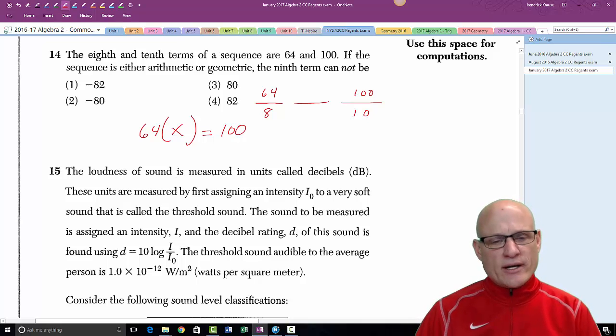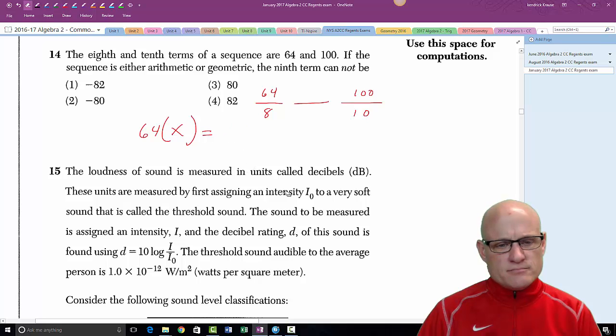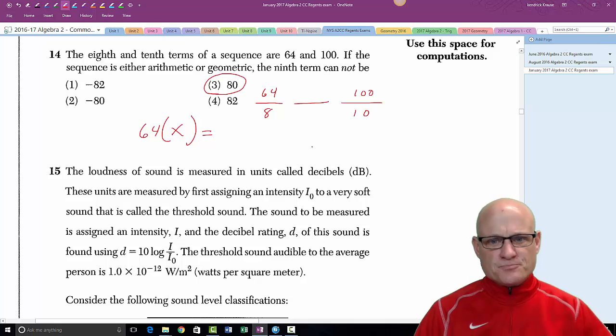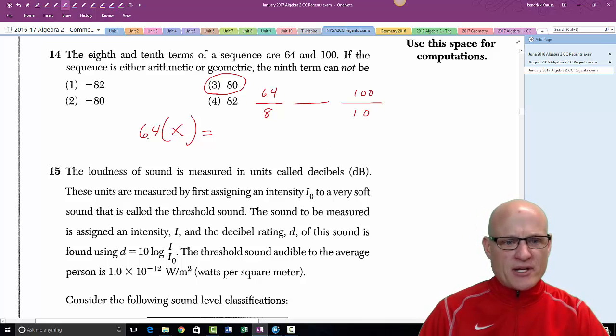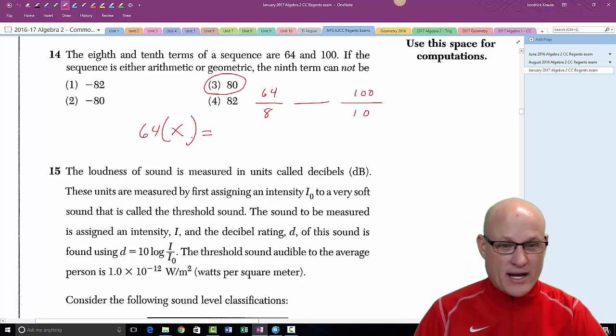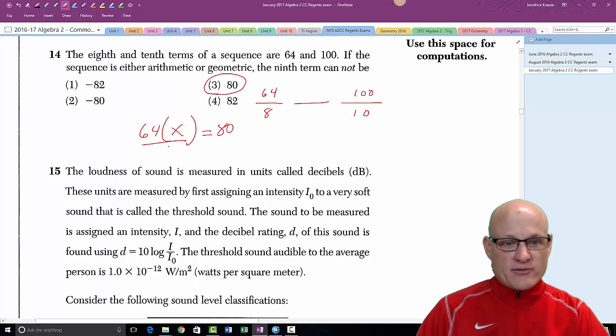No, that's not what I want. I want to multiply it by something to get, let's say, 80. Let's say I think 80 is the answer. So I want to multiply 64 times something, and see if I can get 80, and then take 80 and see if I can multiply by something to get 100. So let's see, what do I have to multiply 64 by to get 80? Divide 80 by 64.